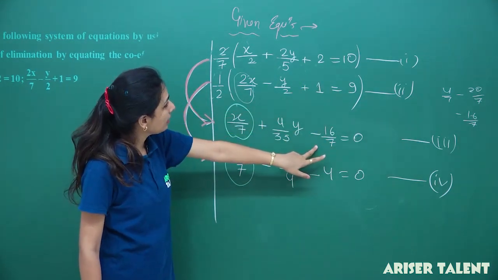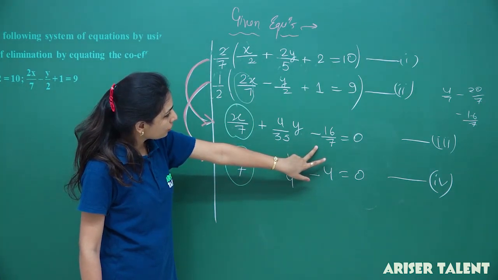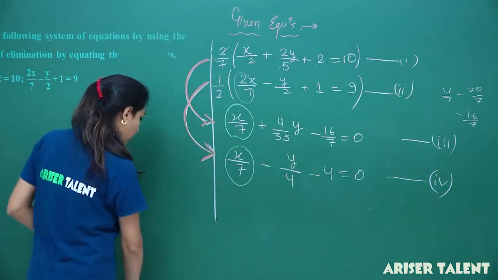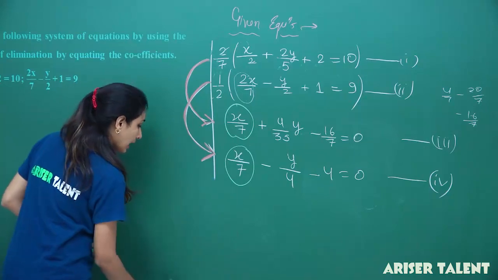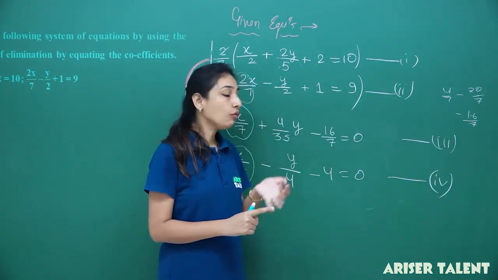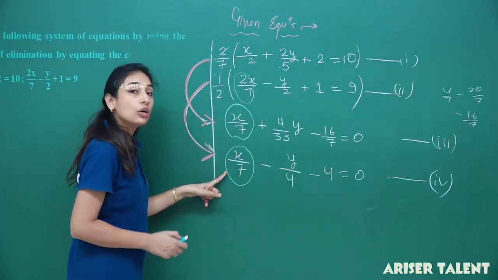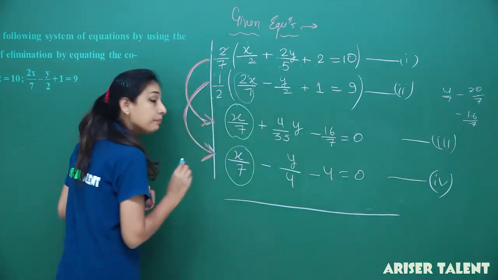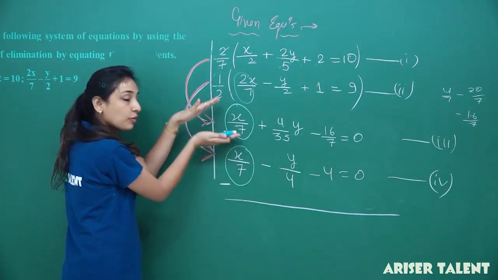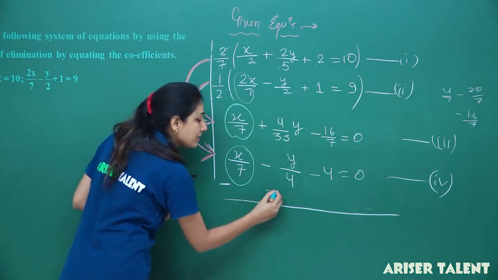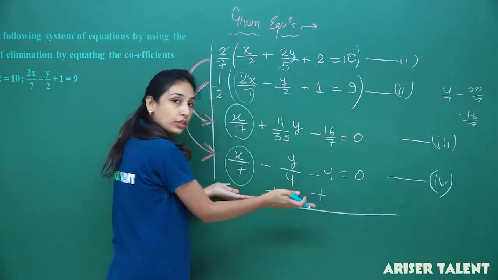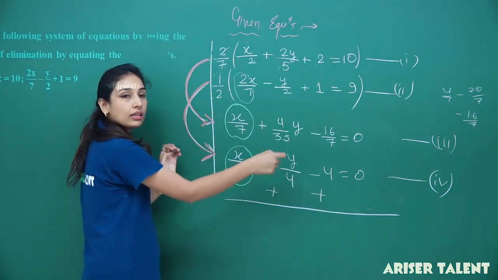Now, what will I do? I have to either subtract or add. Now, what should I do? This is plus, this is plus. So, simply I have to subtract. If I subtract this equation from this equation, then I can just simply change the signs here. Look at this, students, if we are subtracting two equations and I add the minus sign here, so what will happen?